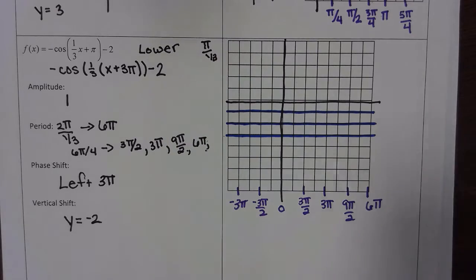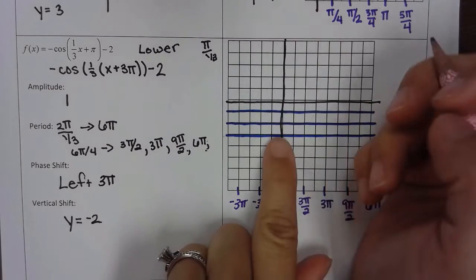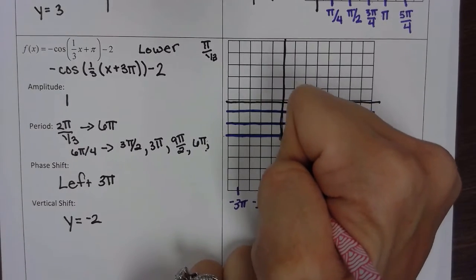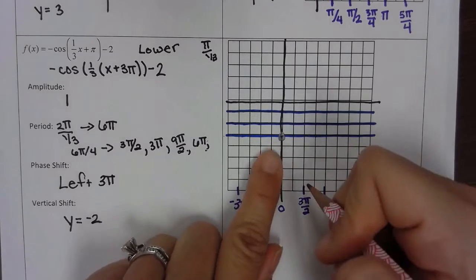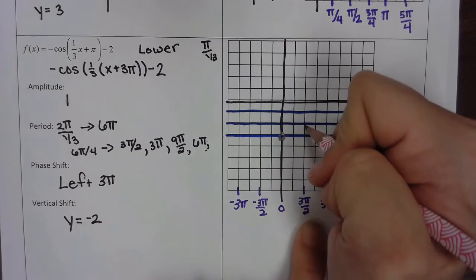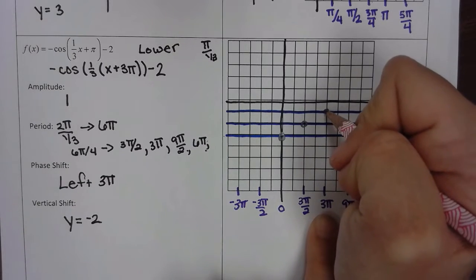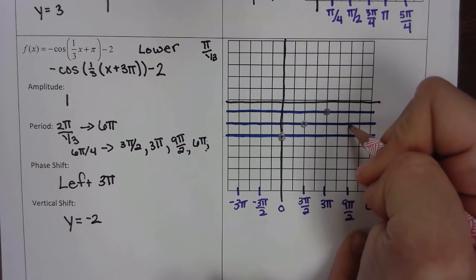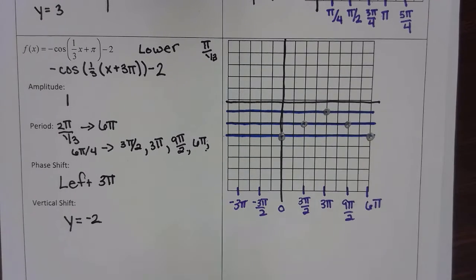Okay, so I'm going to do the original before the phase shift. We're starting lower, and then we can only move up, right? So at 3 pi over 2, we're at the midline. Remember each step. 3 pi, we're at upper. 9 pi over 2, we're at midline again. 6 pi at lower. So this would be our original graph if we didn't have the phase shift.